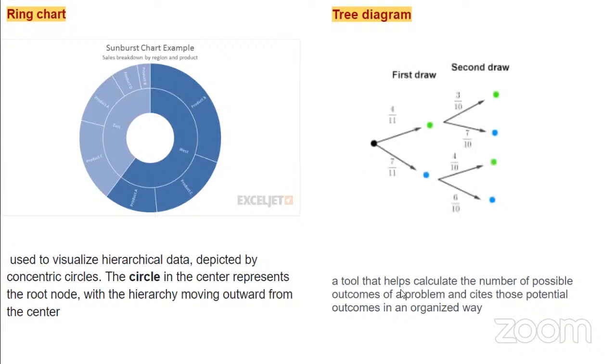So a tree diagram is a tool that helps calculate the number of possible outcomes of a problem and size these potential outcomes in an organized way. I'm sure we have all encountered a tree diagram in high school when we were doing probability. So what it does is explain to us the probability of an event occurring, and it moves away from the center as it goes through the subcategories that are being represented in the data.